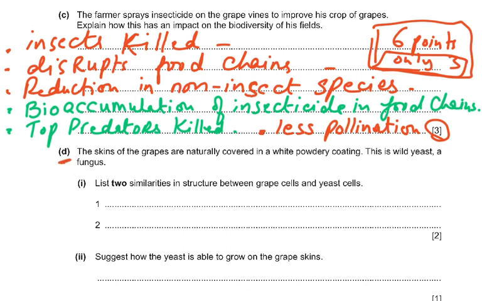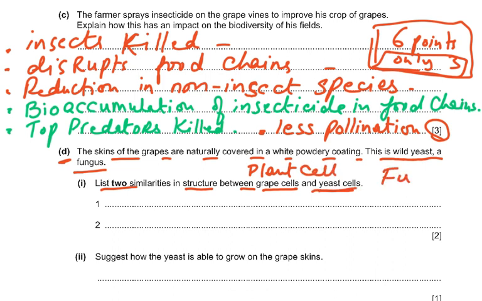Then coming to the D part of the question, the skins of the grapes are naturally covered in a white powdery coating. This is wild yeast, a fungus. List 2 similarities in structure between grape cells and yeast cells. Now, what are they asking? This is which chapter? This is microbiology. Grape cell is a plant cell. So they're asking you similarities between plant cells and fungus cells.